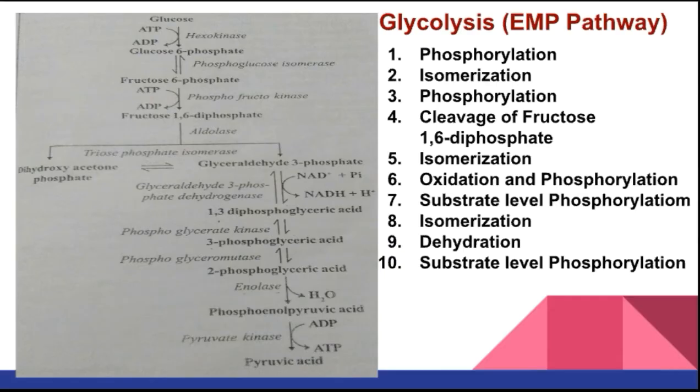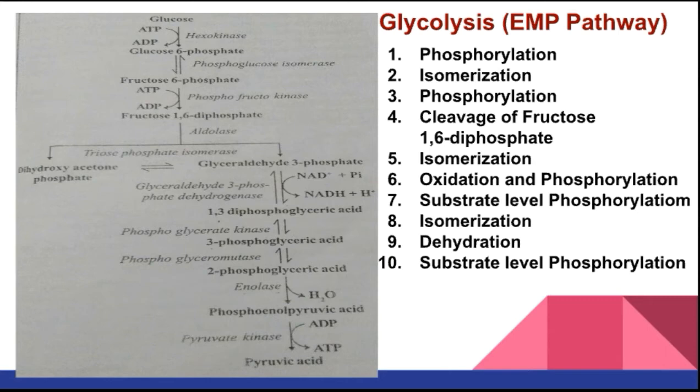In glycolysis, one glucose molecule is converted into two molecules of pyruvic acid. That total process is called glycolysis. In glycolysis, there are 10 major steps that we have seen in the glycolysis process.